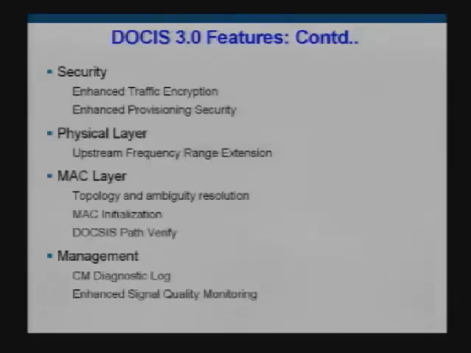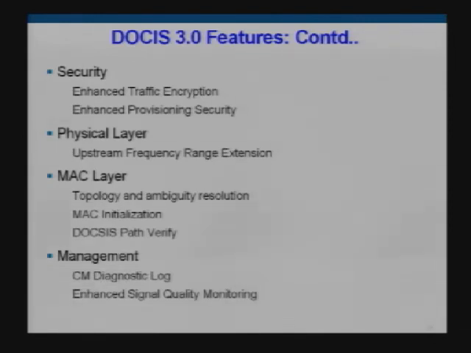We will look at some of the details of security in subsequent slides. And fiber also has a few enhancements. The major thing is the upstream frequency range available for US DOCSIS was 5 to 42 megahertz, but today it can be extended up to 85 megahertz, providing more upstream channels in the plant.